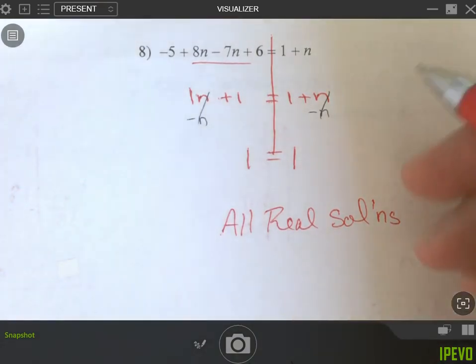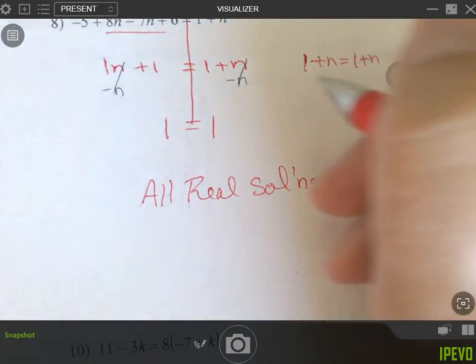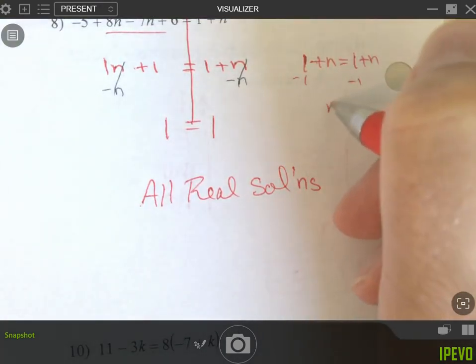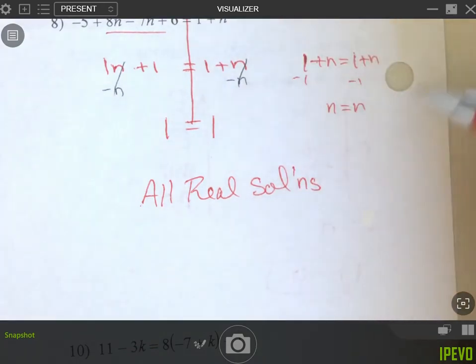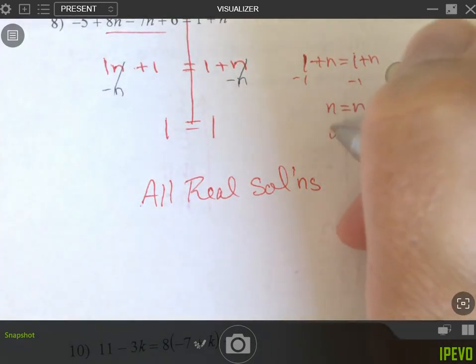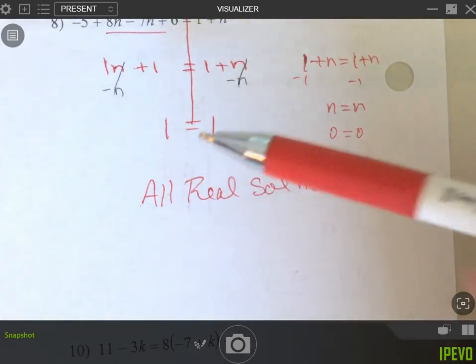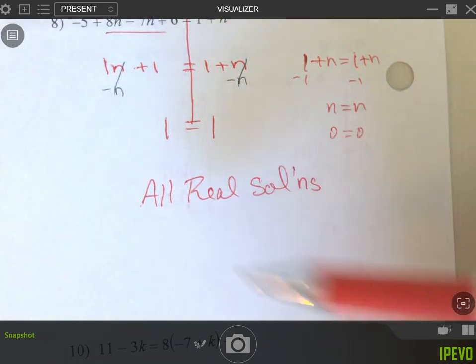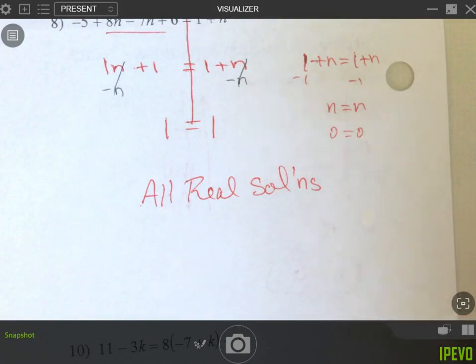Now, if you did it differently and you had 1 plus n equals 1 plus n, and let's say you're a person who moves the numbers first, minus 1, you would have had n equals n, and won't n always equal n? Or if you subtract it, you would get 0 equals 0. Basically, if you get a true statement like that, it's all real solutions. Okay? All right.